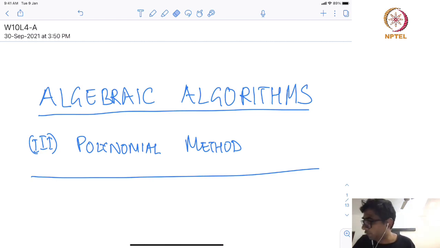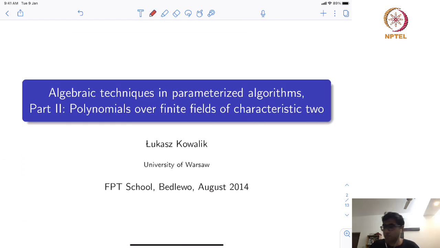Welcome to the last lecture of week 10. Up until now we have seen inclusion exclusion based algorithms. We have also seen algorithms based on matrix multiplication. But today we are going to talk about polynomial methods. To do that, let me introduce some of the basic concepts that we will be encountering in this lecture. As before, the slides are by Lukasz Kowalik from an old school, but that will serve our purpose.